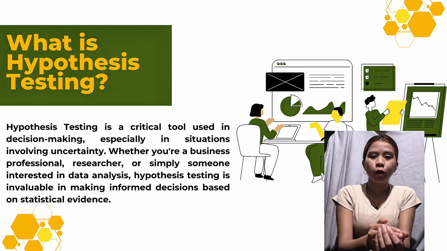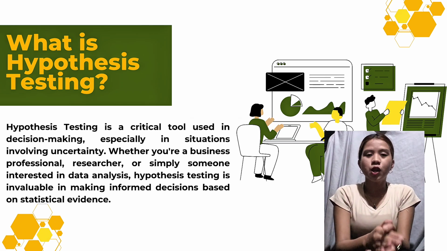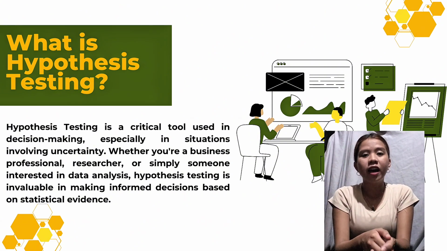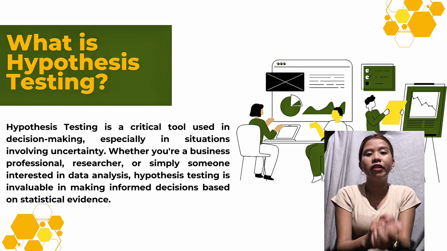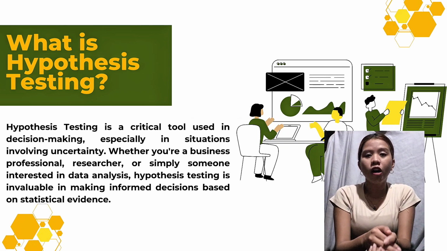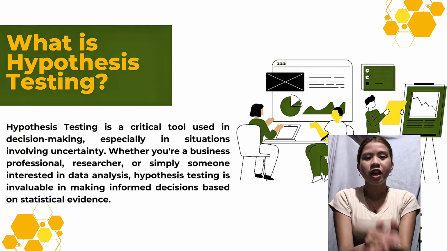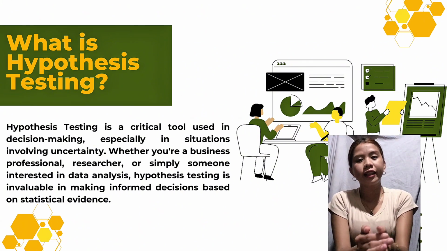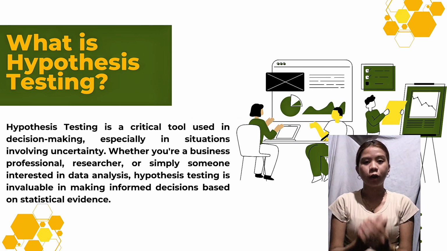So, what is the purpose and importance in decision making? Hypothesis testing helps us to make decisions or inferences about a population based on sample data. It also allows us to assess the validity of a claim or assumption, often under conditions where there is uncertainty. In essence, hypothesis testing provides a structured framework for evaluating whether the data supports a particular belief or hypothesis.